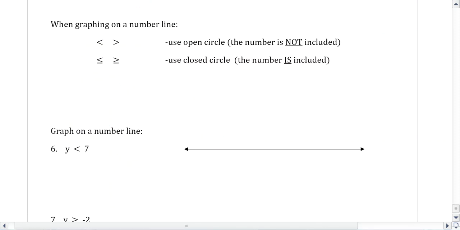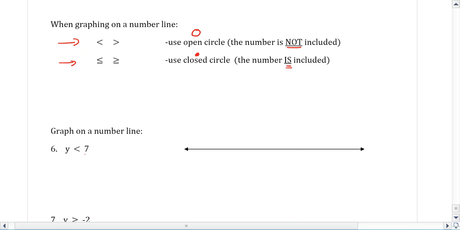We also need to review graphing inequalities on a number line. And I would just like to remind you here, when you have less than or greater than, we use the open circle on the number line, indicating that the number we're talking about is not included in the answer. When you have less than or equal, or greater than or equal, we use a closed circle on graphing, because that indicates that the number we're talking about is included in the answers.